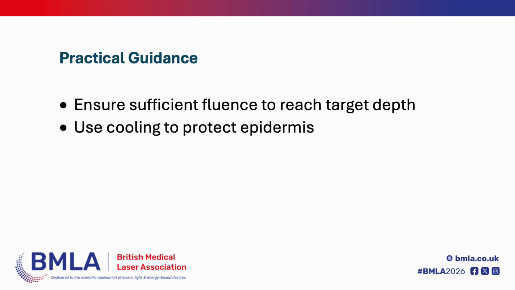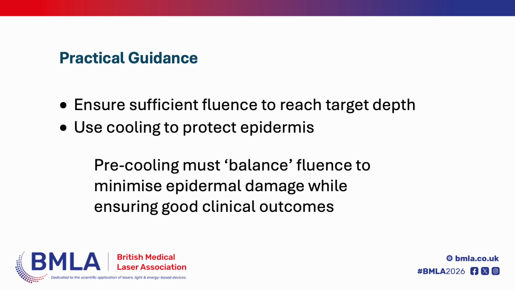But if you're firing high fluences at the skin, you must use cooling to protect the epidermis, because particularly with 755 nanometers, you will get a significant amount of absorption in the epidermis too, and therefore potentially high temperatures. I've got another talk which I'm giving at the same meeting, which talks about cooling to a little more extent and the pulse width effects there too. So we use pre-cooling to essentially balance the fluence, and if you do that correctly, then you'll definitely minimize epidermal damage, whilst ensuring you still get sufficient fluence down to the papilla to achieve good clinical outcomes.